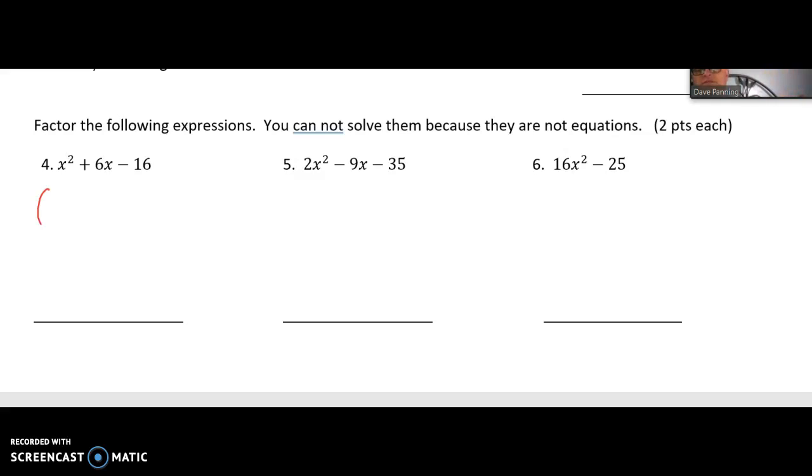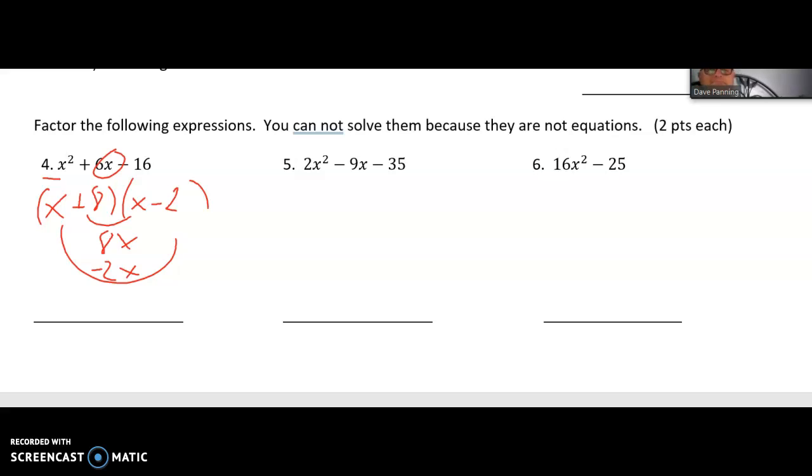The only thing we can do is factor this. And so the first one, I'm going to take x times x because x times x gives me x squared. And then I want to find something that multiplies together to give me -16, but adds to +6, and that's going to be +8 and a -2. So then the middle terms, this is going to be 8x minus 2x, which does give me 6x.